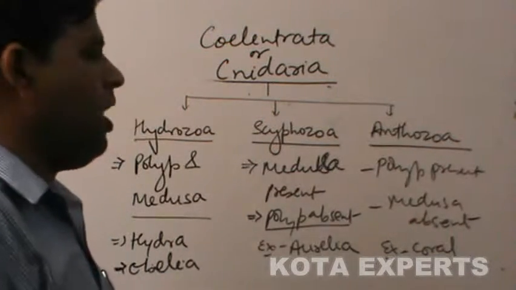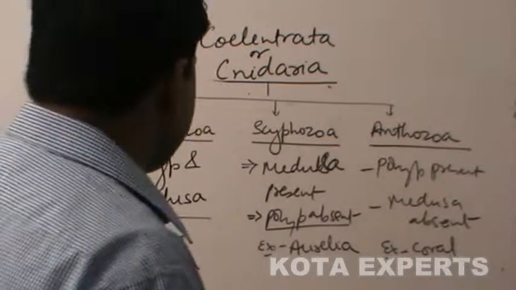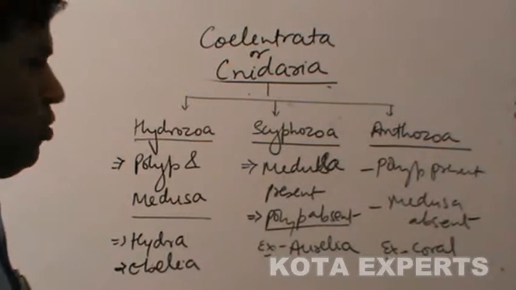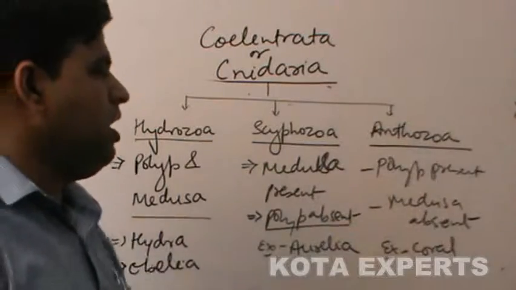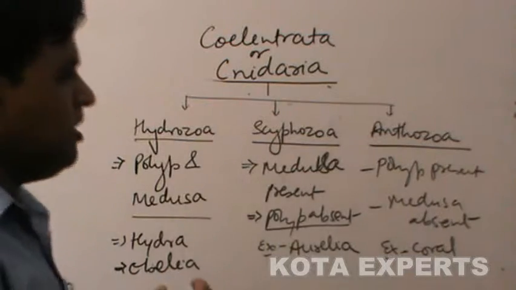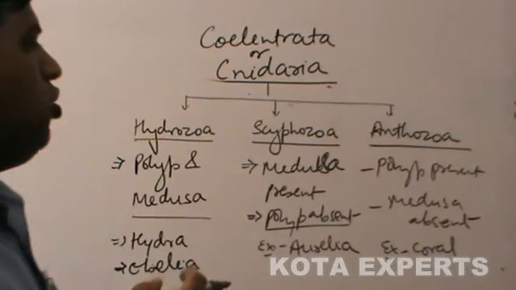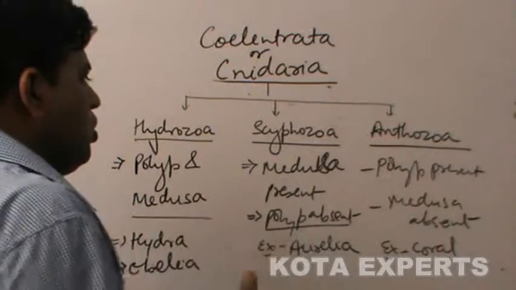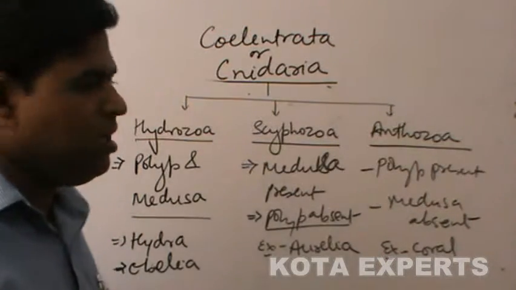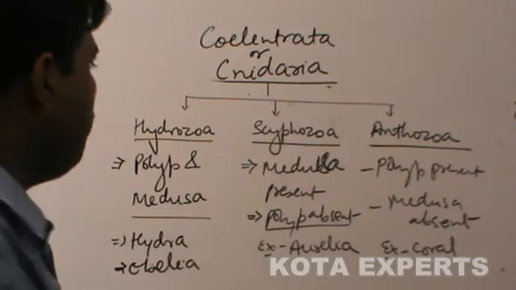Hydrozoa, Scyphozoa and Anthozoa. But Hydra do not have the medusa form, but other characteristics are the same. That is why they are under the category Hydrozoa. The phylum Coelenterata are also diploblastic, that is, they have the ectoderm and the endoderm. These are also acoelomate, that is, coelom is absent. There is no space between the gut and the body wall.